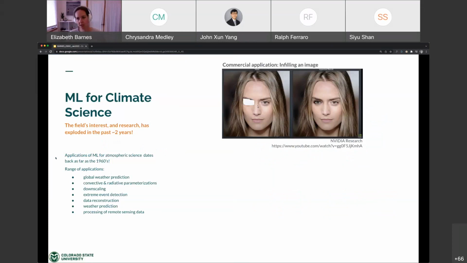Just the past 2 to 3 years has seen a huge explosion. And I'll go through a few here: global weather prediction, downscaling, extreme event detection. You could each have a speaker on each of these topics. Here, I just want to, for fun, show an example that you may not have seen before, and it's one of my absolute favorites because it shows the creativity of a scientist coming out. So a colleague of mine saw this YouTube video that came out from NVIDIA. They make GPUs or graphics cards, among other things.